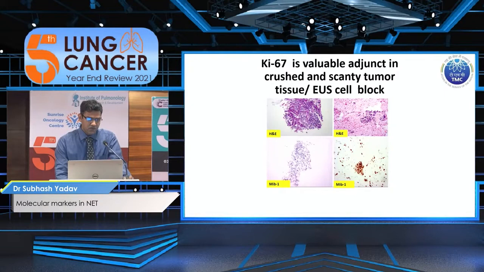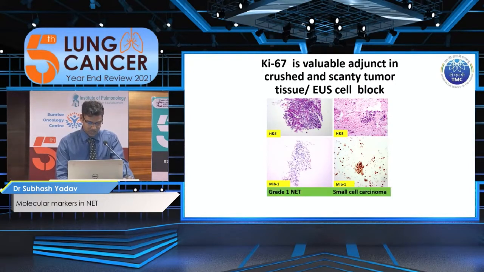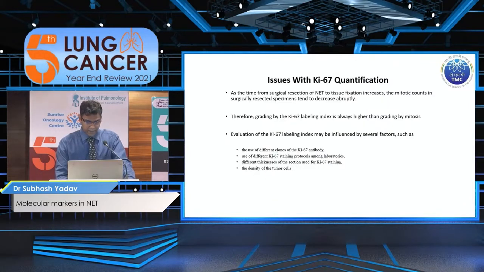Many times we receive biopsies which are very crushed and very small, and morphology may not be distinct. In such cases, MIB1 can be helpful to grade the tumor. You can see there is hardly any MIB1 here, and this tumor has full staining for MIB1. So more than say 90% here, with a crushed morphology, becomes a small cell carcinoma.